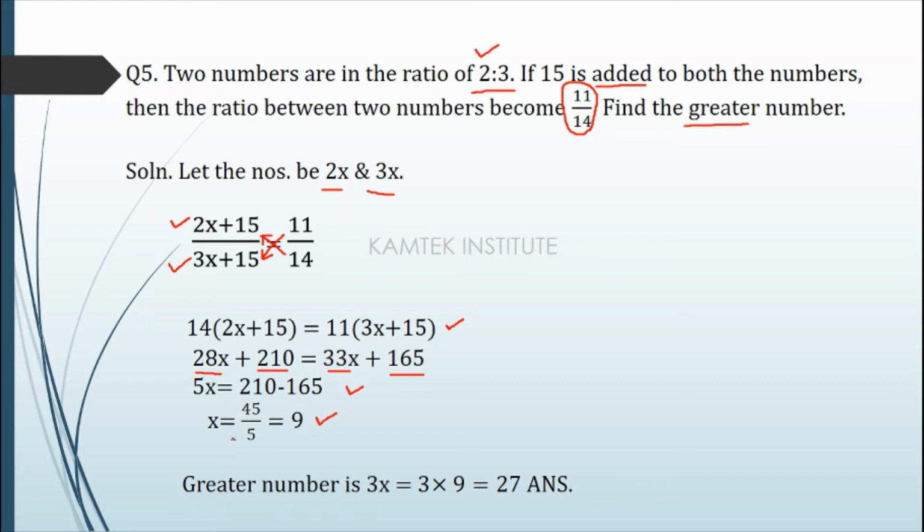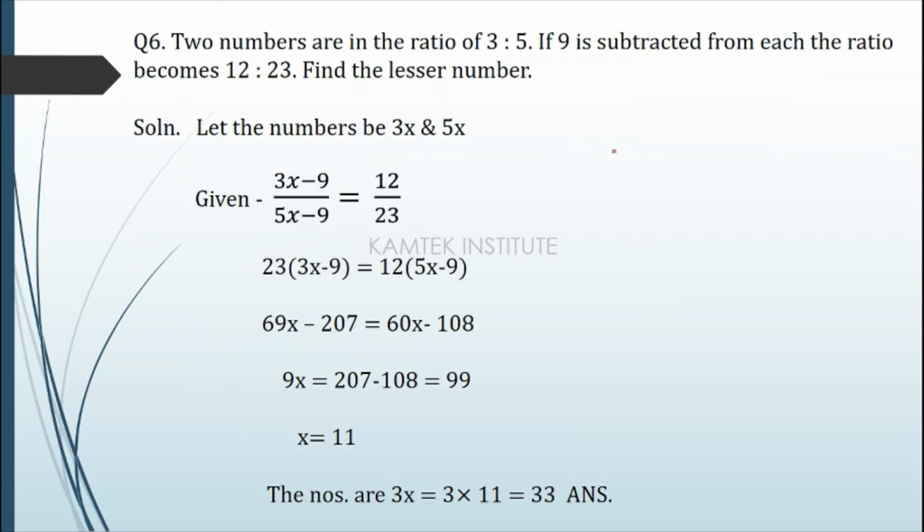So we know the value of x, which is 9, and the greater of the two numbers is 3x. So 3x is equal to 3 into 9, that is 27, is the answer, or the value of the greater number we are looking for. I hope it is clear to you all. So we come to question number 6.